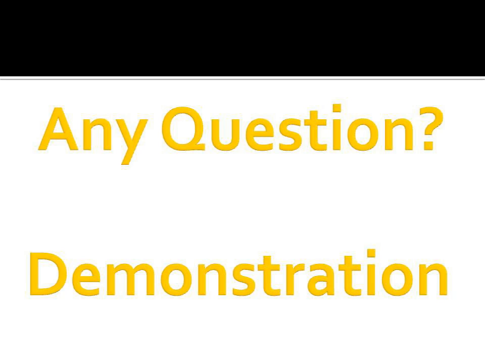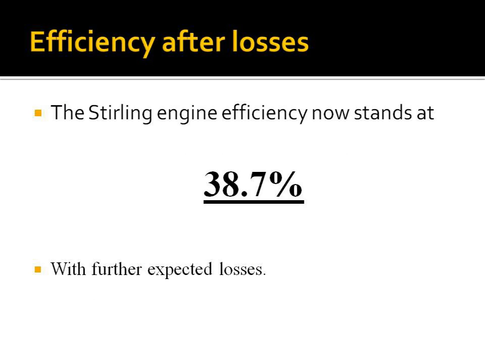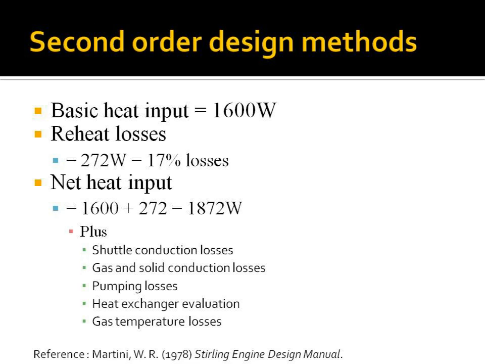So the question is, where do I see the efficiency of the engine going? Well, if I go back to this slide here, you can see currently the efficiency of the Stirling engine is at 38.7% with further expected losses. Through further calculations of the losses, you can see here I still have to calculate for shuttle conduction losses. Shuttle conduction losses is due to the displacer moving from the high temperature source to the low temperature source, and as it does, the displacer is actually warming the cold temperature source and cooling the high temperature source, so I need to incorporate that.